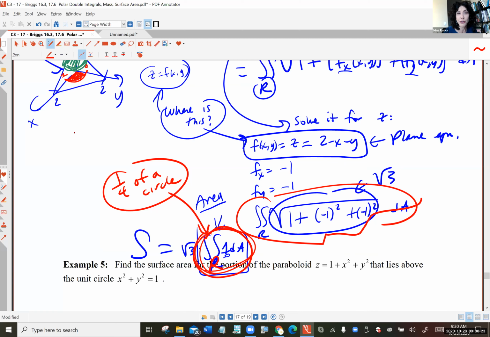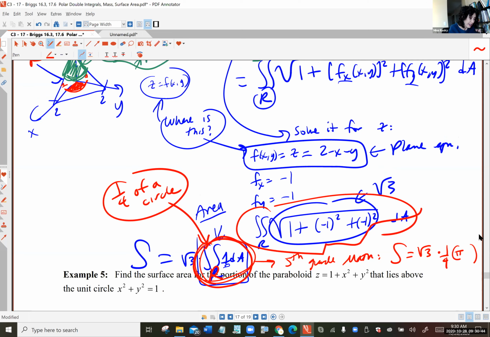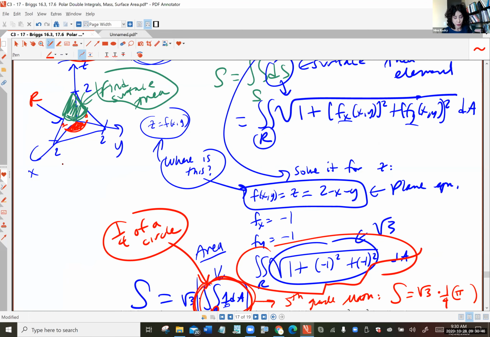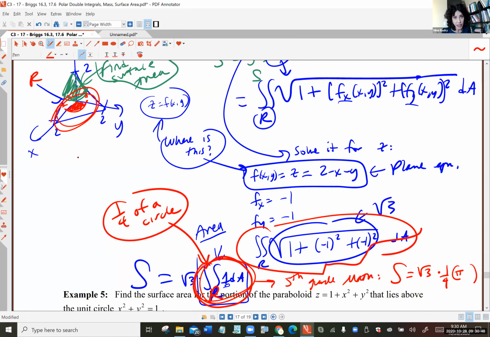So you're going to go, okay, S is going to be, the square root of 3 is still there, times 1/4 times the area of a circle. And so you're going to go pi r squared. And what's the r for this circle, quarter of a circle we were doing business with? Anybody see what the radius is? 1. You're going to go pi r squared, pi times 1 squared, and then you're pretty much done.